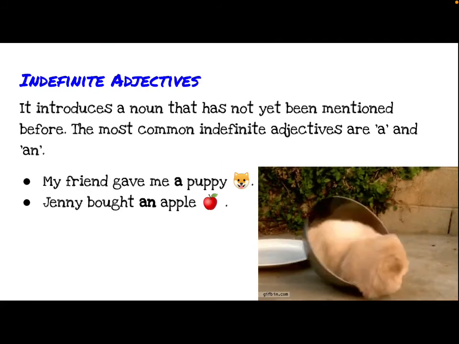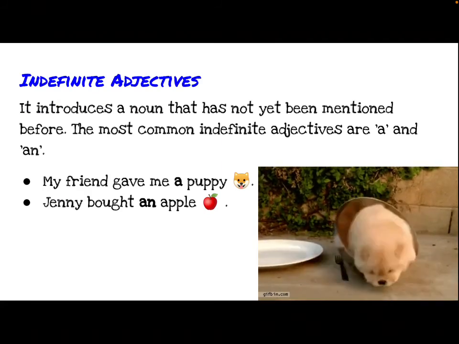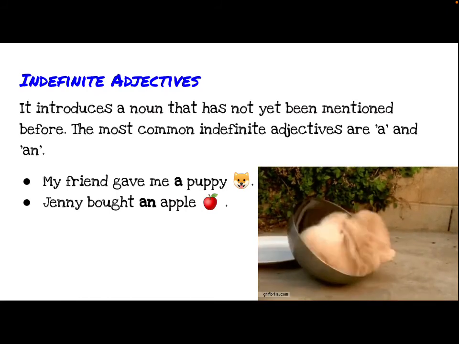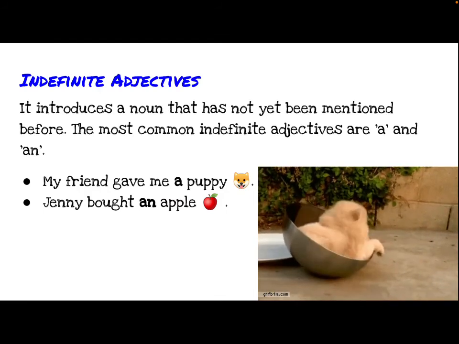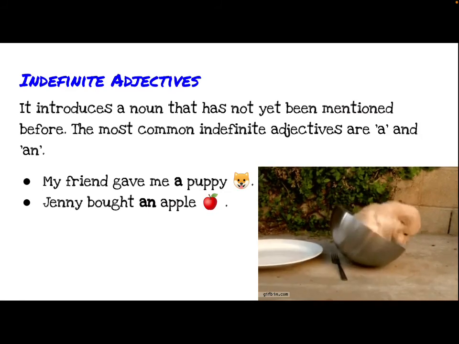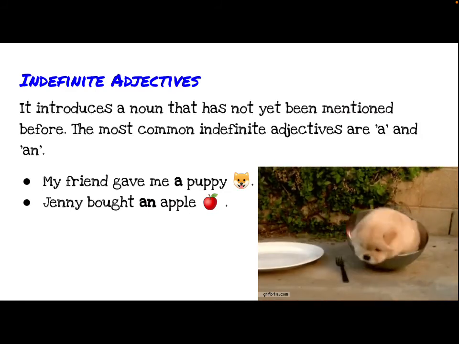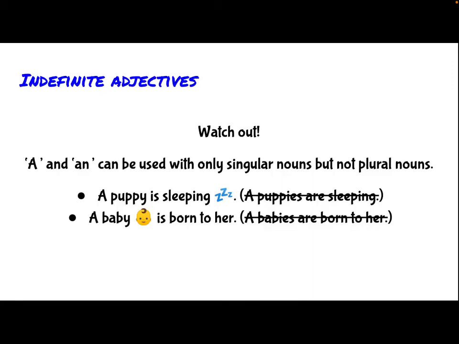Indefinite adjectives introduce a noun that has not yet been mentioned before. The most common indefinite adjectives are a and an. For example, my friend gave me a puppy. Jenny bought an apple. A and an can only be used with singular nouns and not plural nouns. For example, a puppy is sleeping and not a puppies are sleeping. A baby is born to her and not a babies are born to her.